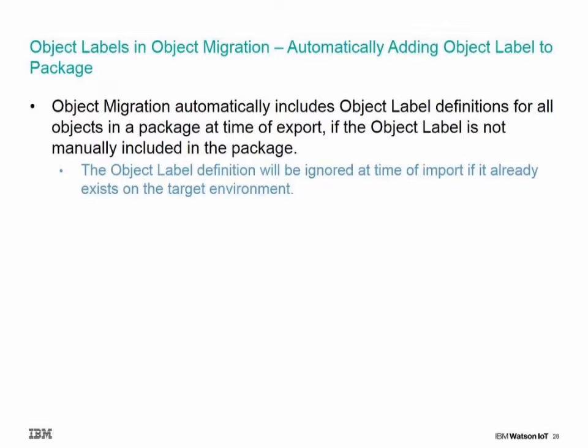So, as mentioned earlier, the object label will automatically get added to the object migration package at time of export for all objects in the package, if the object label definition is not manually included in the package. Unlike object labels that are manually added to the package, object labels that are automatically added to the package will not overwrite the object label definition on the target environment at time of import if it already exists on the target environment. This is more of a safety net just to ensure that the object label is on the target environment.